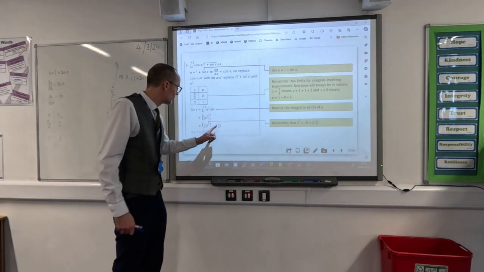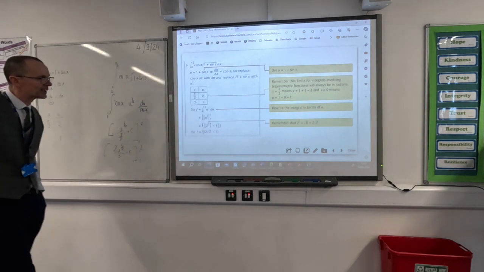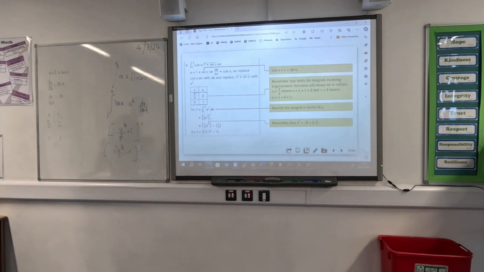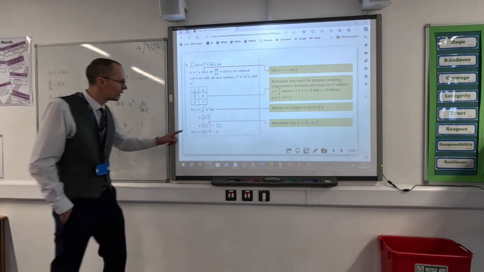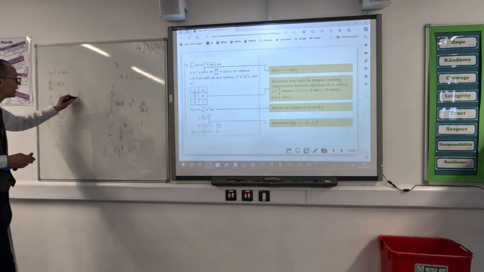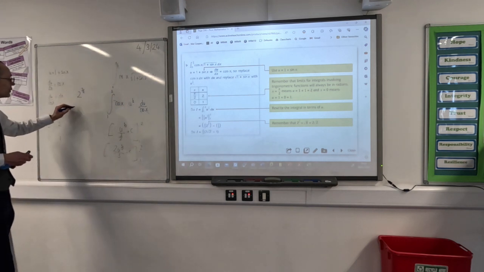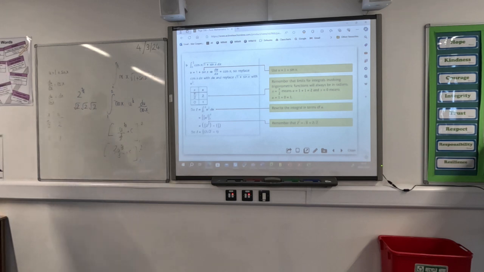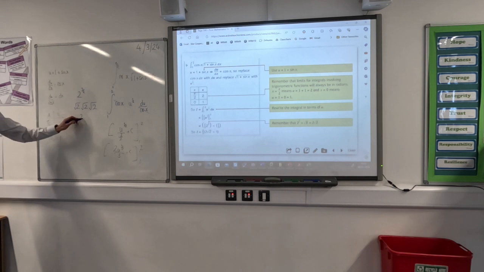So you end up with something which, if you tried to do it as a decimal, would be horrible. It's 2/3 of 2 to the power of 3 over 2 minus just 2/3. You don't have to do this, but 2 to the power of 3 over 2 is the square root of 2 cubed. And that's where the 2 root 2 in that answer comes from.